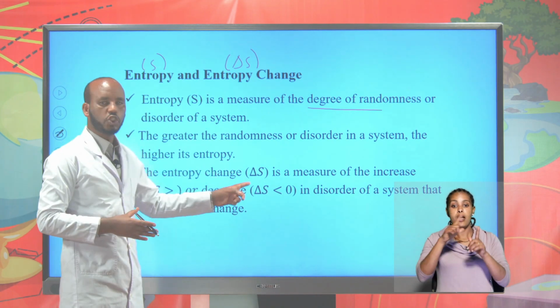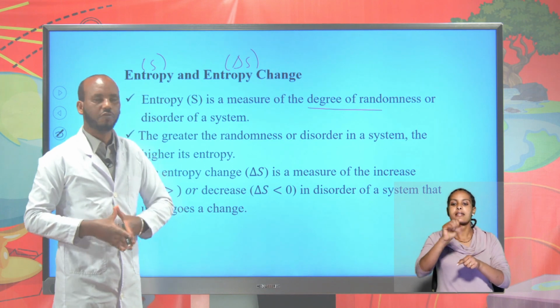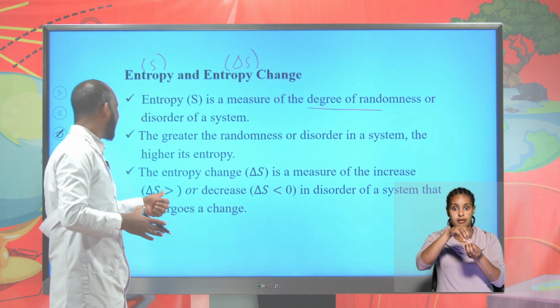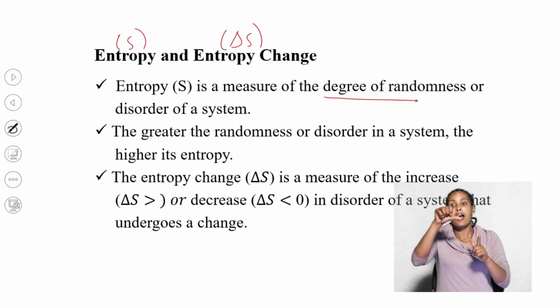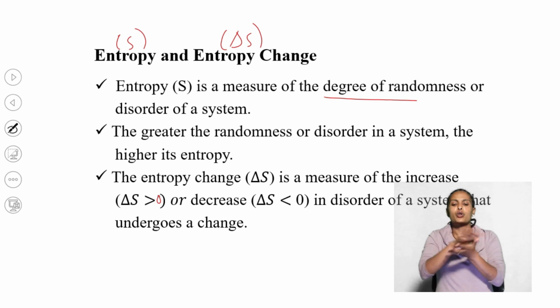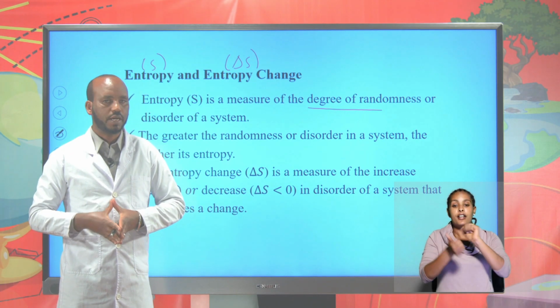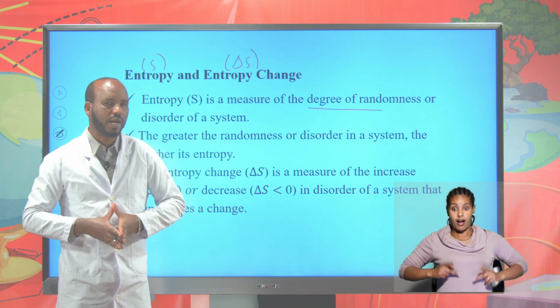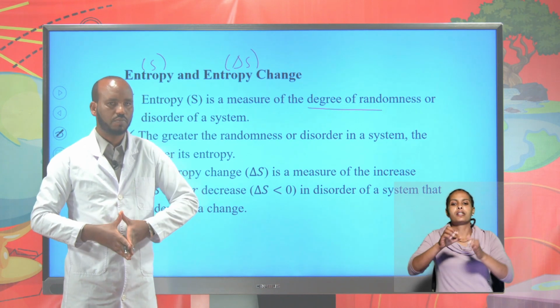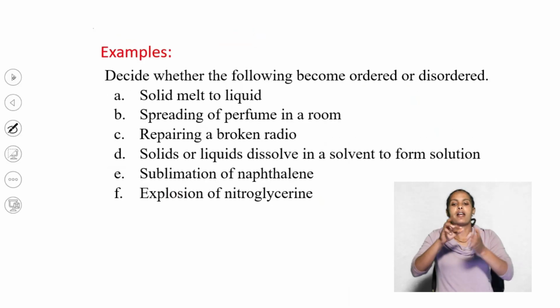The entropy change, delta S, is the measure of the increase, if delta S is greater than 0, or decrease, if delta S is less than 0, in disorder of a system that undergoes a change. The change can be a physical change or a chemical change. That means a chemical reaction. Examples.